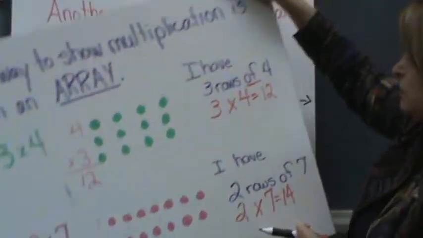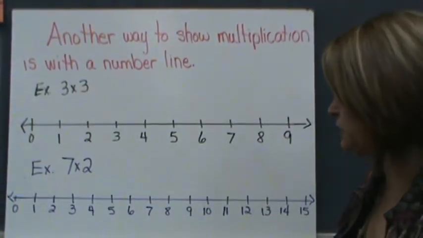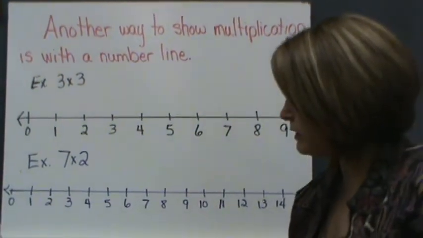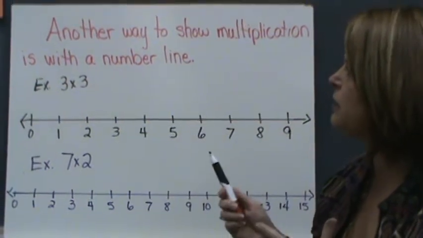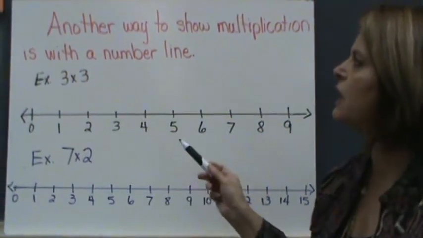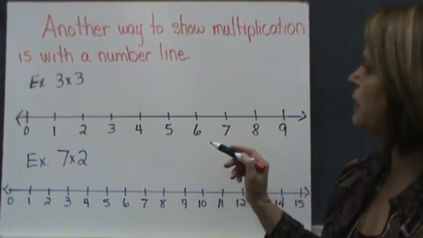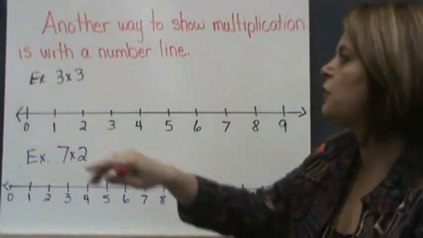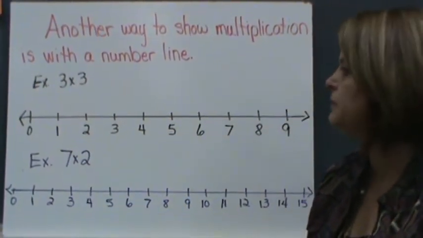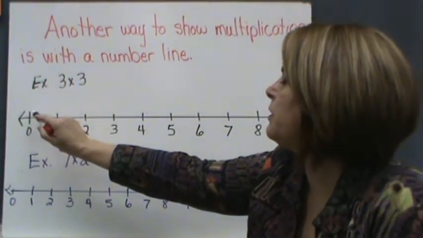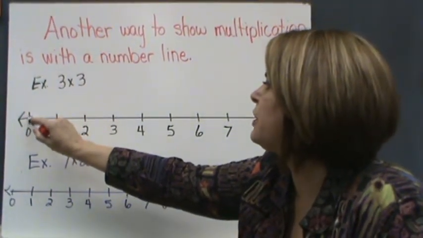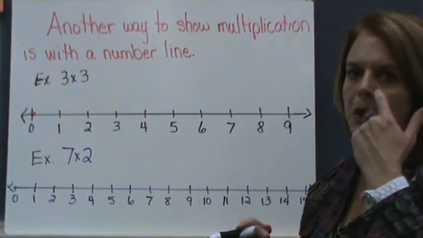Another way to show multiplication is with a number line. This is going to be showing up on lots of tests and things that you take, and you really need to know how to do this and how to understand multiplication on a number line. For example, if I have the equation 3 times 3, I would start at the 0 and I would jump 3 spaces 3 times.